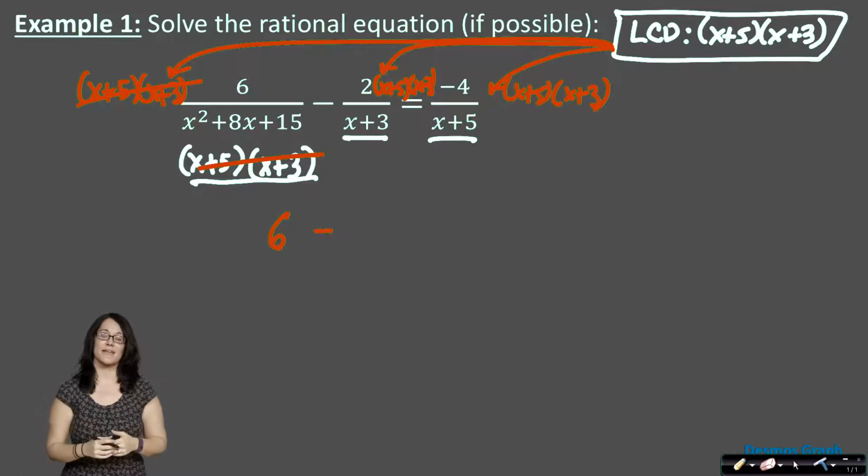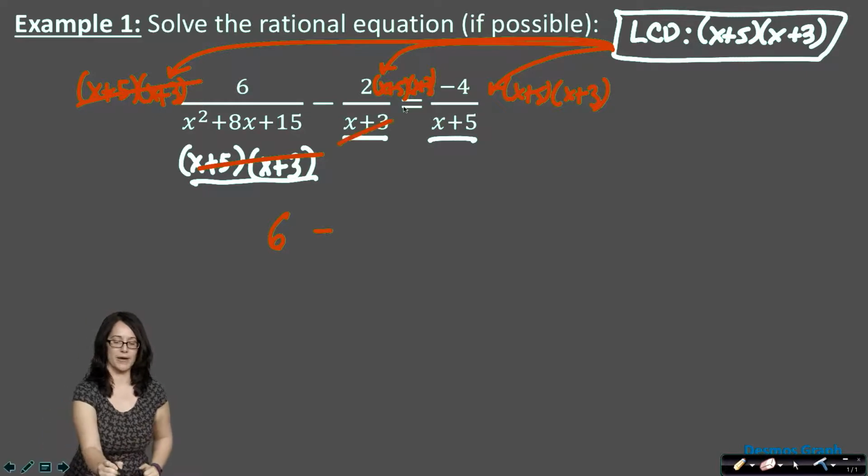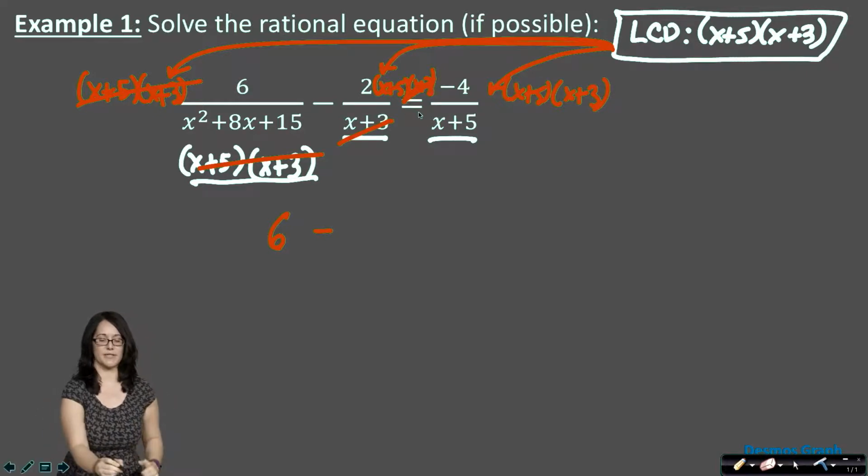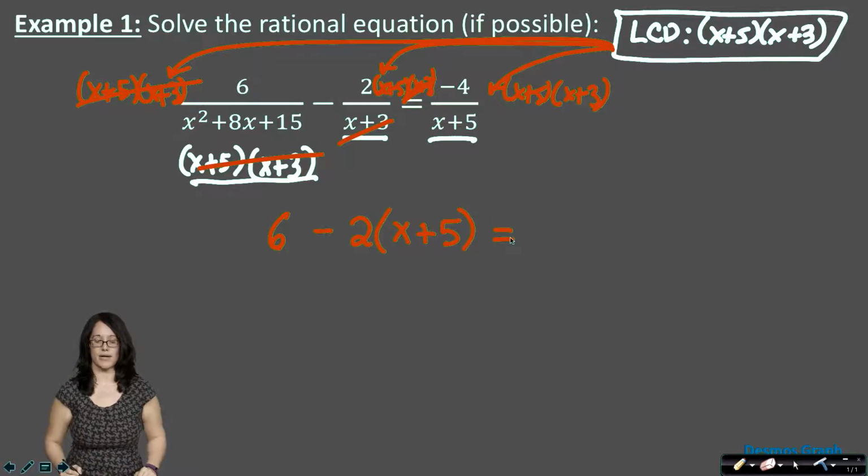In the second case, if I had negative 2 over x plus 3, what would cancel from my LCD when I multiply? The x plus 3, you're right. So all I should have left is that negative 2 next to the part that did not cancel of the LCD, which was x plus 5. On the other side of the equal sign now, I had negative 4 over x plus 5 originally. But when I multiplied it by the LCD, what cancels?